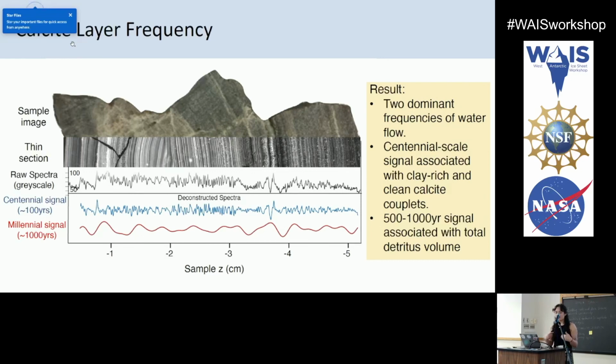In order to tell what this actually means from the sample, we use a deconstructed spectra, which you can see from the blue and red curves. So the centennial signal that we're seeing is associated with those fine laminations of calcite. And let me remind you that those are related to flushing events, or caused by flushing events. And then the millennial scale signal is associated with total sediment volume, which you can see in these packets of calcite layers.